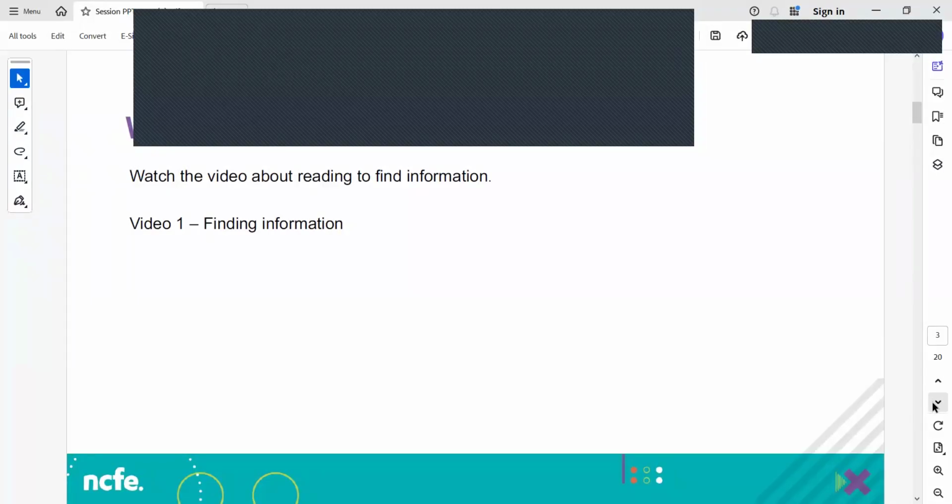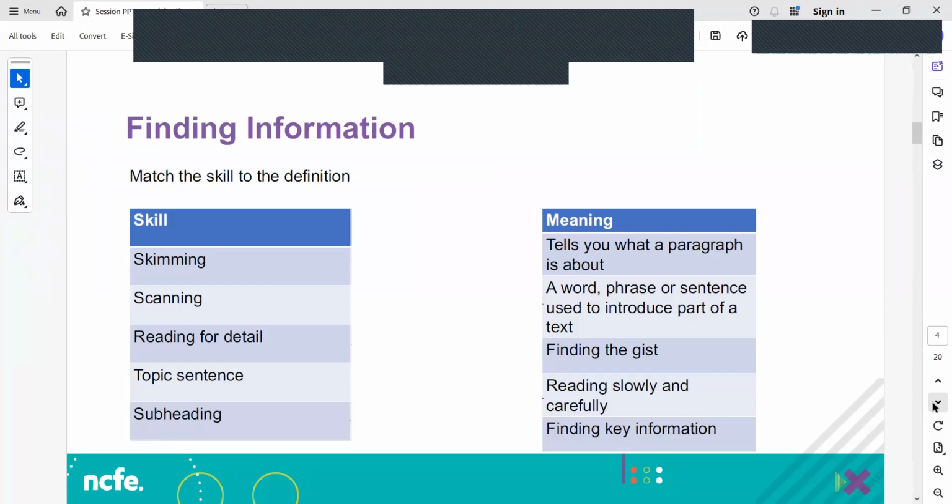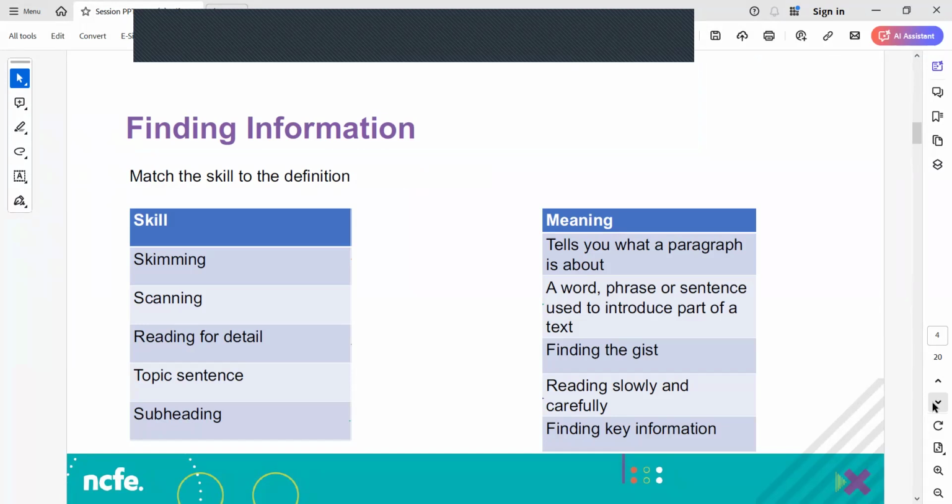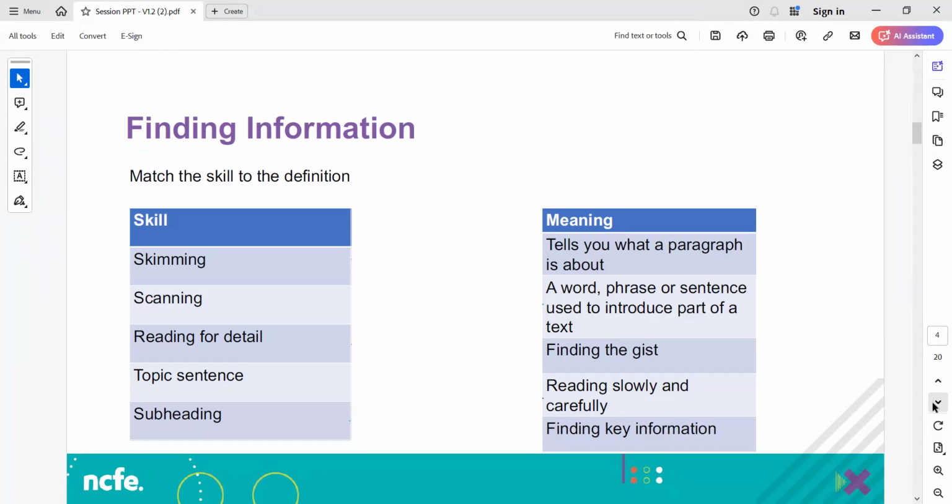Okay, so any questions about the video? Okay, so let's continue. Using the information that you've just seen and heard in the video, I want you to match the skill to the definition. I'll give you a moment to read those and think about which definition matches which skill.